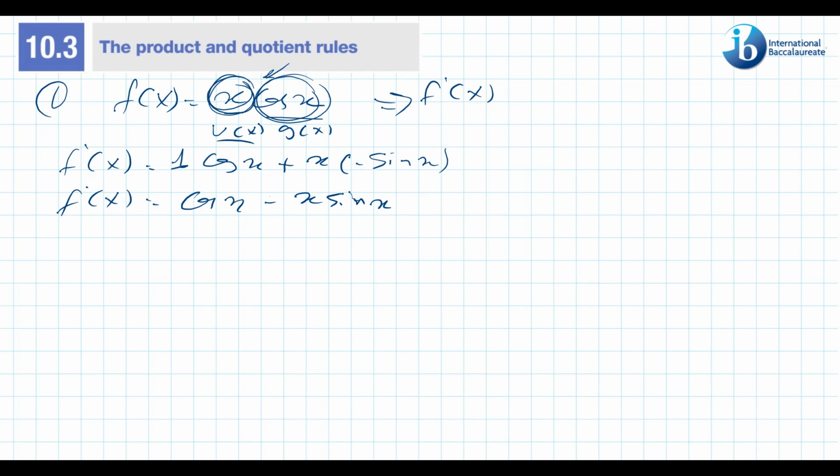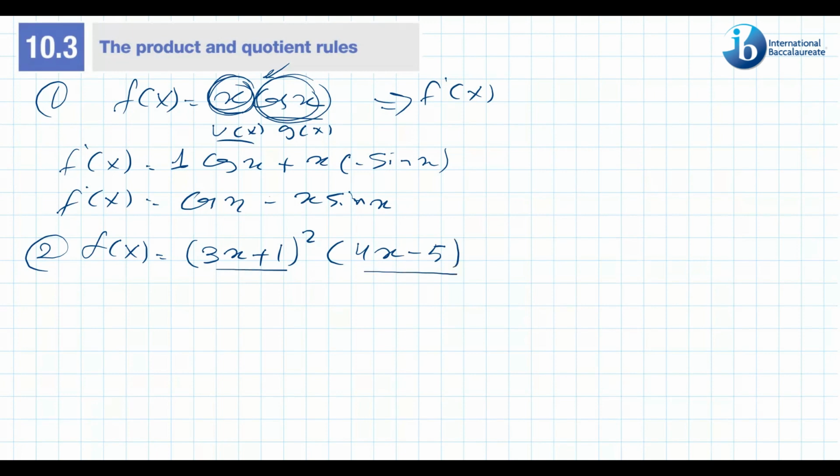What about this question, which is the second one? If we have f of x equals 3x plus 1 all squared times, for example, 4x minus 5. Also, we have two functions multiplied to each other. Okay, then let's determine this is the first one and this is the second one. To find the first derivative, you need to find the derivative of the first part times the second function, then make addition process and put the first part as it is times the derivative of the second part.